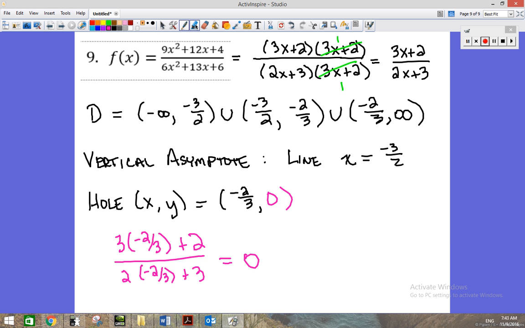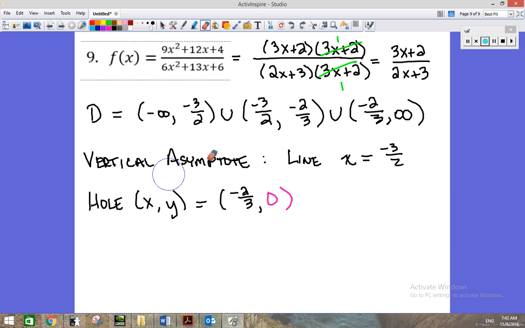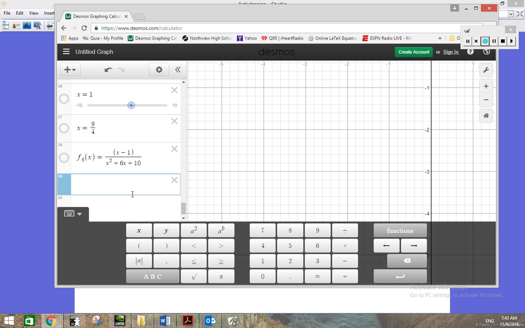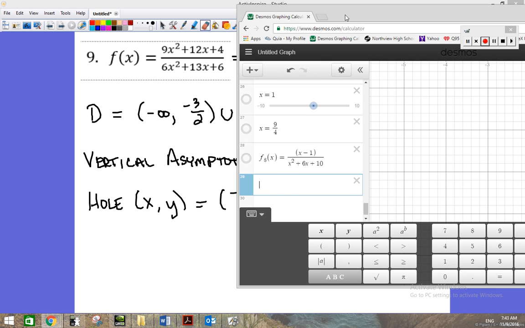And this hole in the graph is appearing on the x-axis. Alright, so there's our answer. We can verify this on the online graphing calculator.